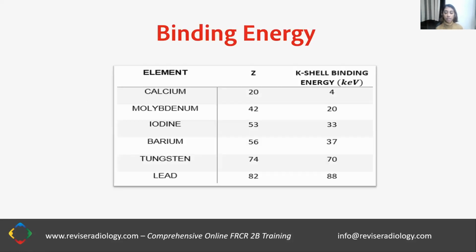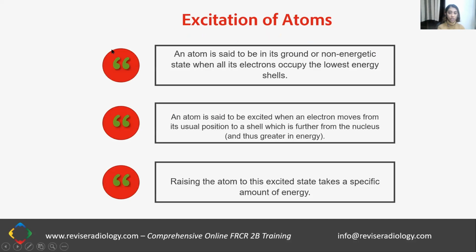So this is an important table. It's giving us the atomic numbers and K-shell binding energies of some elements which are commonly used in medical imaging. So if you want to take a screenshot of this, that's perfectly fine. Just notice that the binding energy here is expressed in kiloelectron volts. And we see very clearly from this table that as the atomic number increases, so does the K-shell binding energy. So moving on to the next concept.